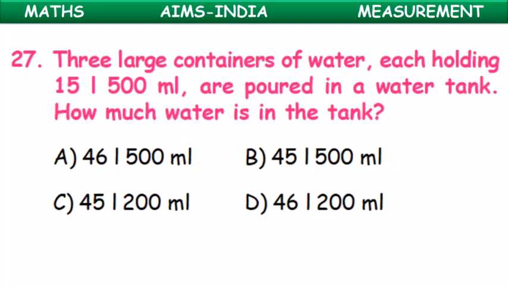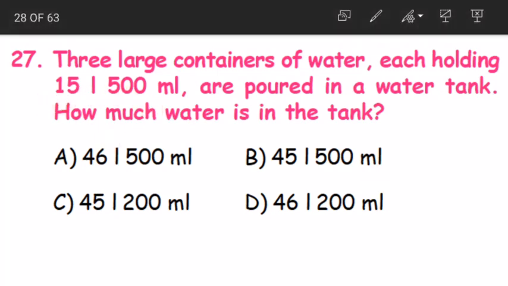Question 27. 3 large containers of water, each holding 15 liters 500 milliliters, are poured into a water tank. How much water is in the tank? What is this? 15 liters and 500 milliliters. This is in one water can.